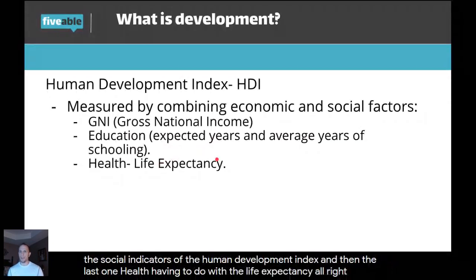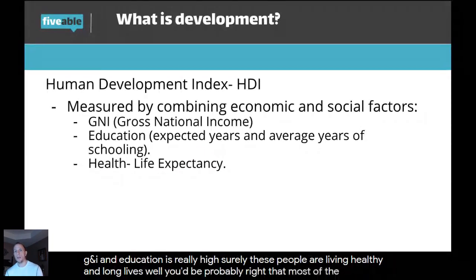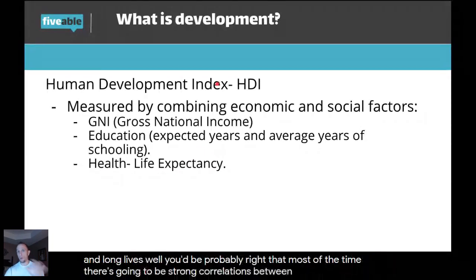All right, so you can imagine just looking at these different indicators that there are going to be some connections between those three things. I bet, and you probably already know this, that if the GNI is really high, education levels are going to be really high too. And if GNI and education are really high, surely these people are living healthy and long lives. Well, you'd probably be right that most of the time there are going to be strong correlations between not only these indicators, but also many others.